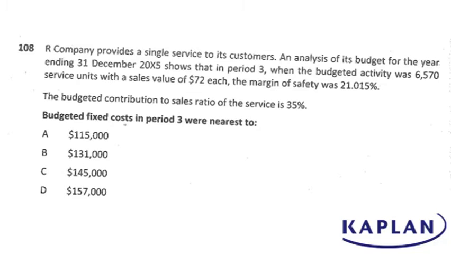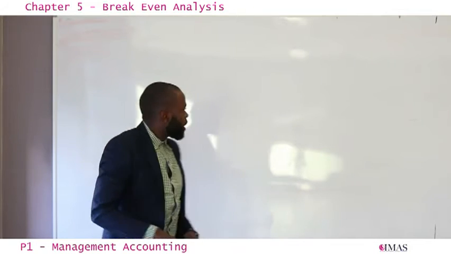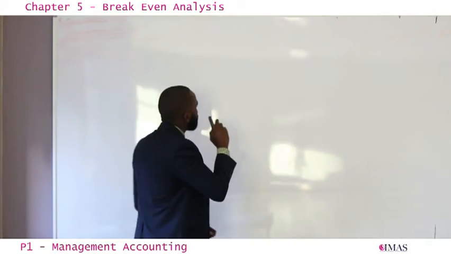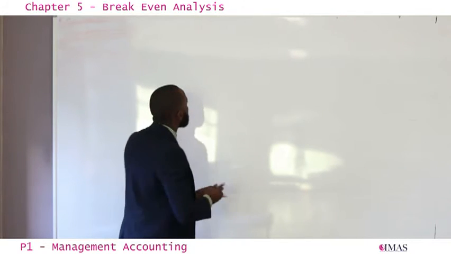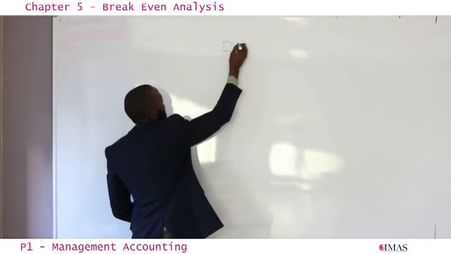We go to the next question, going to question 108. So question 108, it's on individual products. So the question reads, calculate the budget fixed cost in period 3. So this question is different. It has to do with CVP analysis, but then it's saying calculate the budget fixed cost. And what you just have to do is think which formulas have budgeted fixed cost. So I'm just going to put down formulas that have budgeted fixed cost.